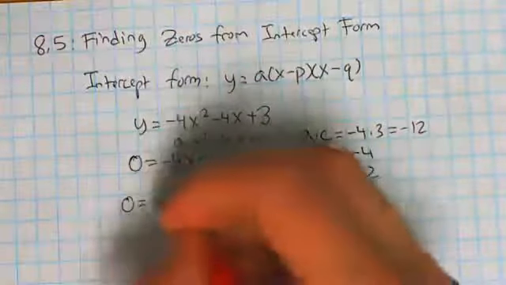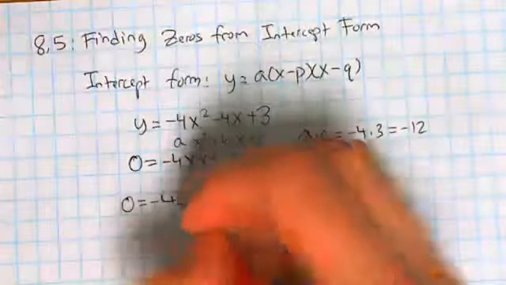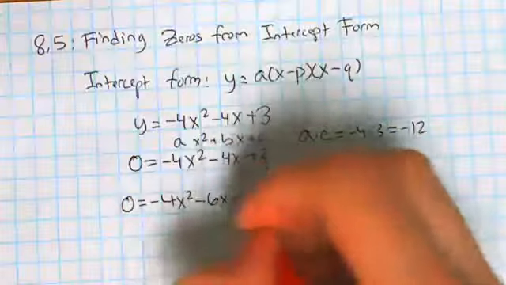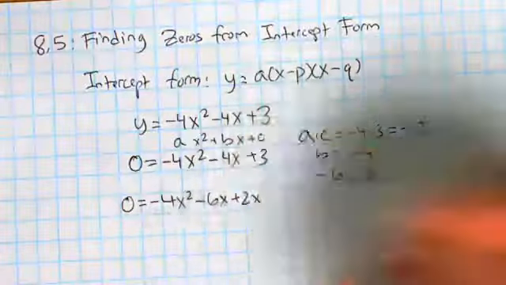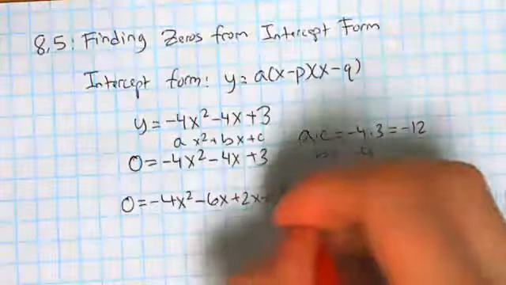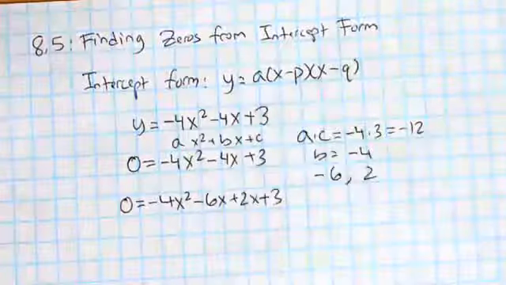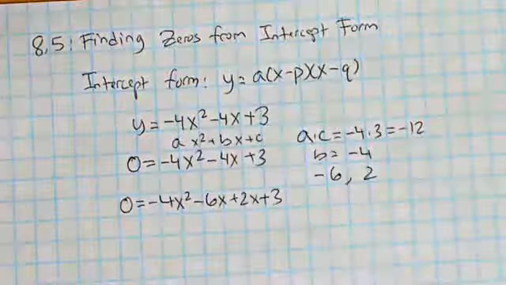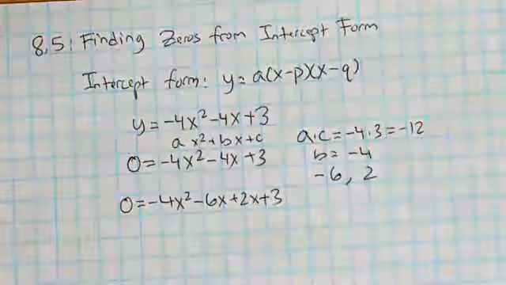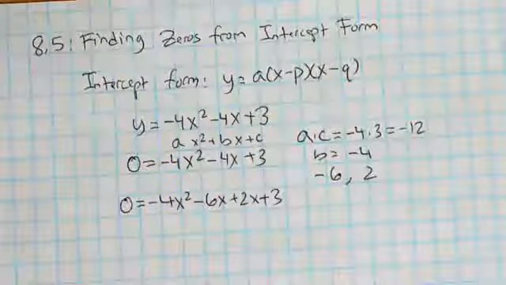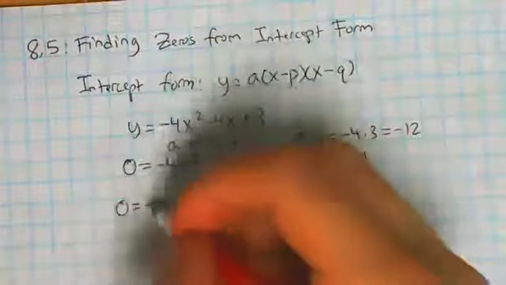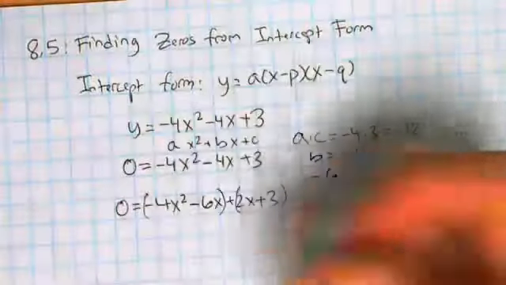So we have 0 is equal to negative 4x squared minus 6x, or excuse me, plus 2x, because that was a positive 2, plus 3. And as I'm sure you remember, negative 6x plus 2x is equal to negative 4x. So we haven't actually changed our equation yet. And now we need to factor by grouping. So we have our two groups, and let's factor.